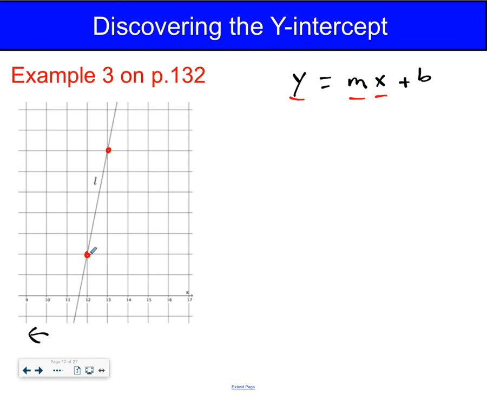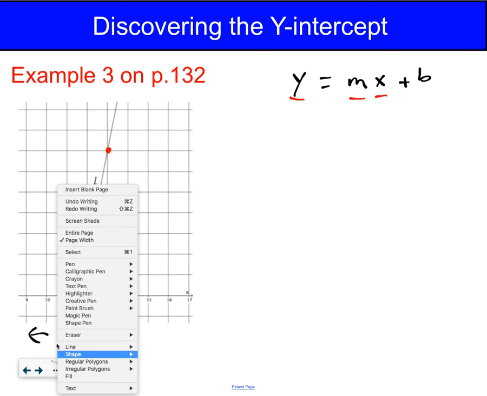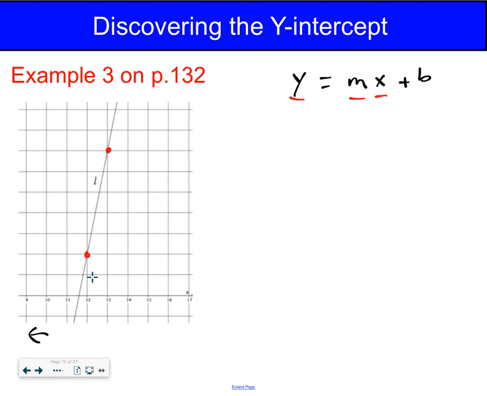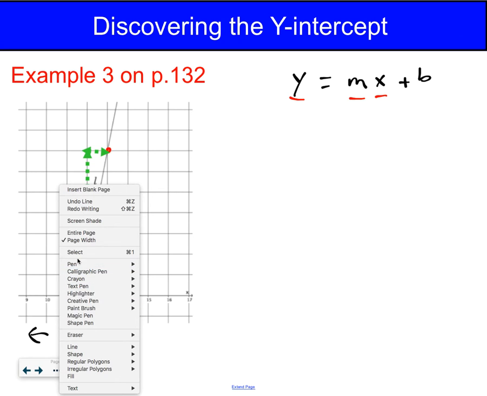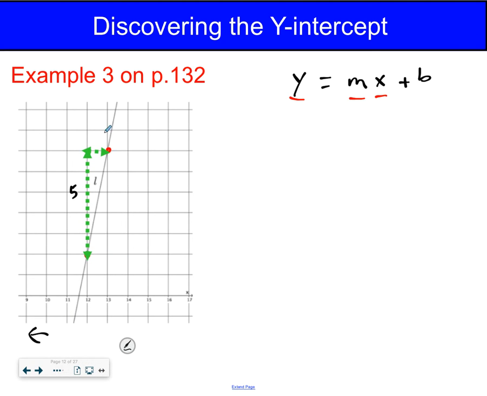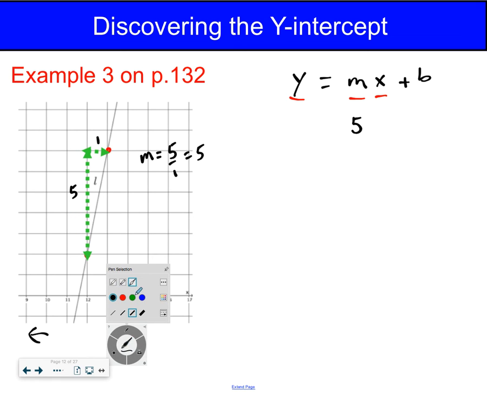Okay, so it looks like my rise, if I put my lines in again, my rise is, it looks like 5, and my run is 1. So with my slope being 5 over 1, I can substitute that in. So m equals 5, 5 over 1 technically, which is the same as 5. So now I just need an x and a y. So remember, we can just choose one of these coordinate pairs.